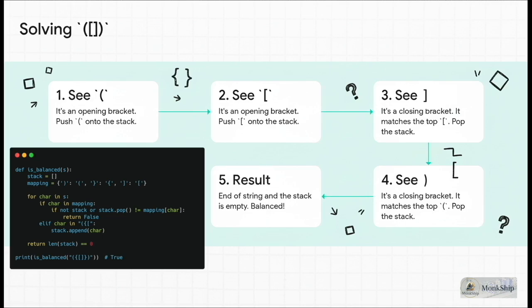It's gone. Finally, we see a closing parenthesis. We check the top of the stack again. It's an opening parenthesis, a perfect match. We pop it off. Now we're at the end of the string, and our stack is completely empty. That's it. That's how we know for sure that the brackets are balanced.